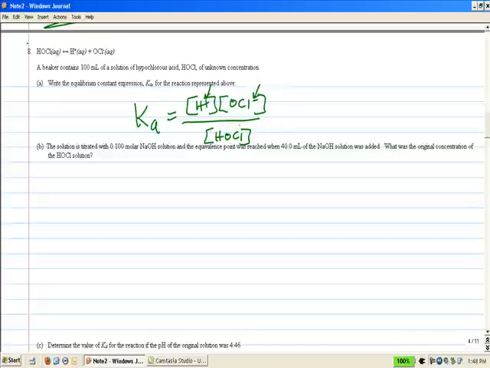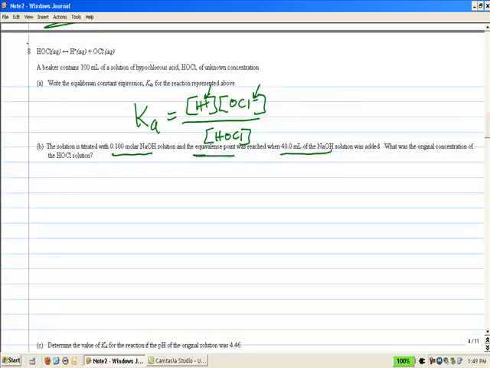Please make sure that you use square brackets, not round parentheses. If you put H plus like this, that is incorrect, and they will mark you wrong for that. Okay, make sure that you have them as square brackets, not the rounded ones. Okay, on B it says the solution is titrated with 0.1 molar NaOH, so we're going to add some base to it. The equivalence point is reached when you throw in 40 milliliters of the base.